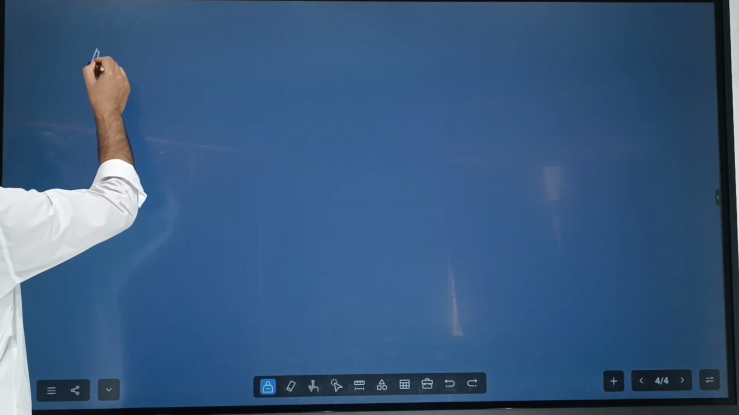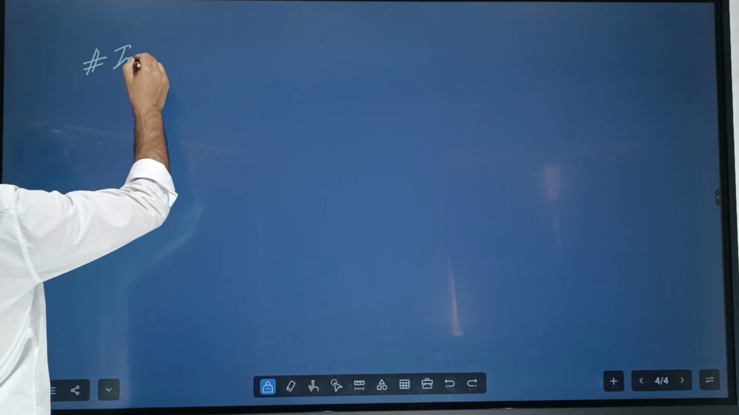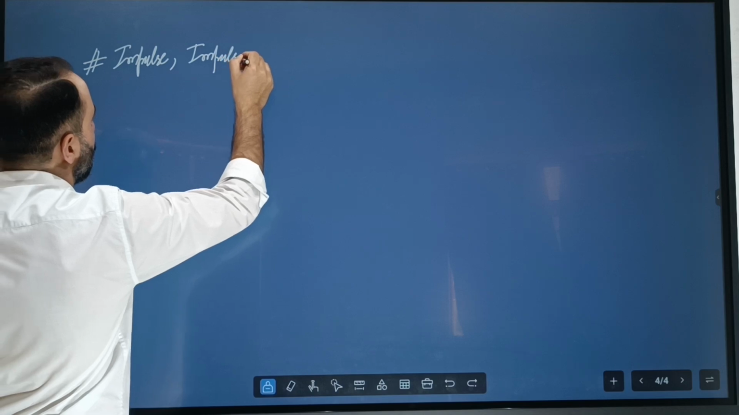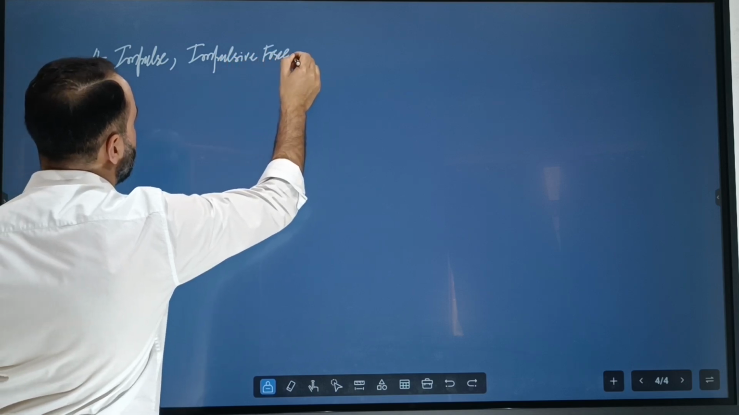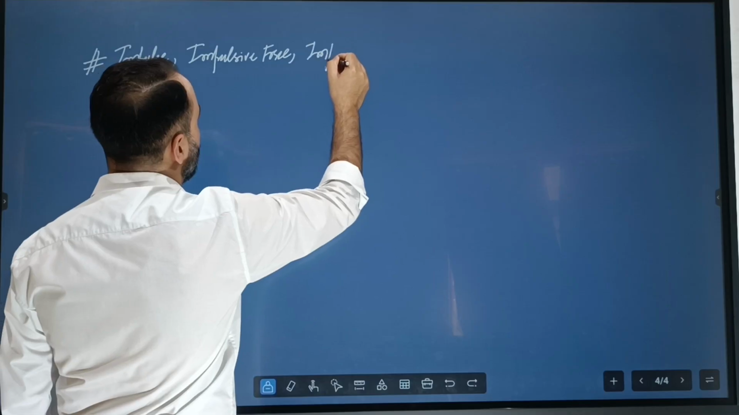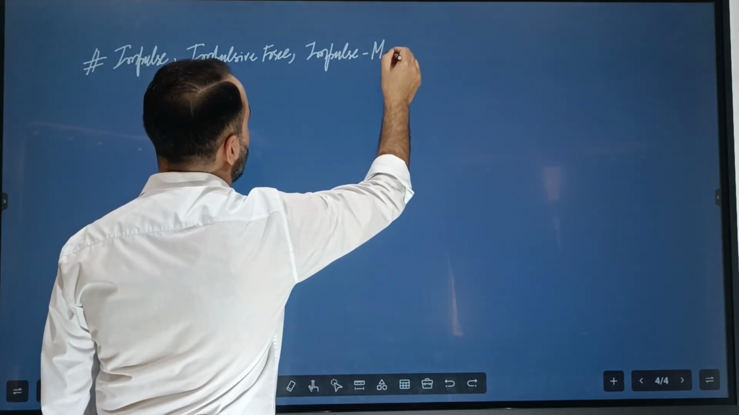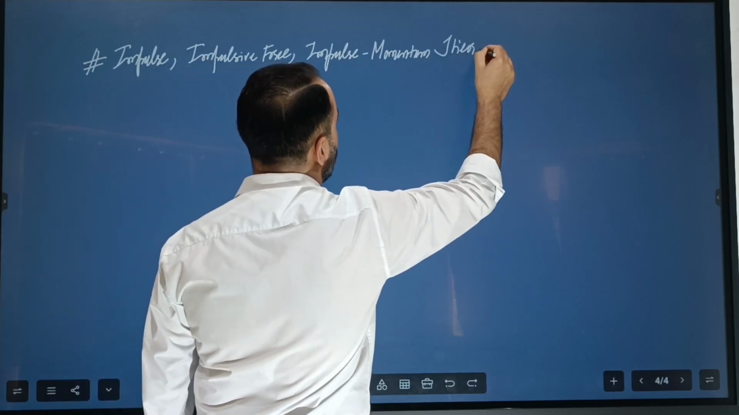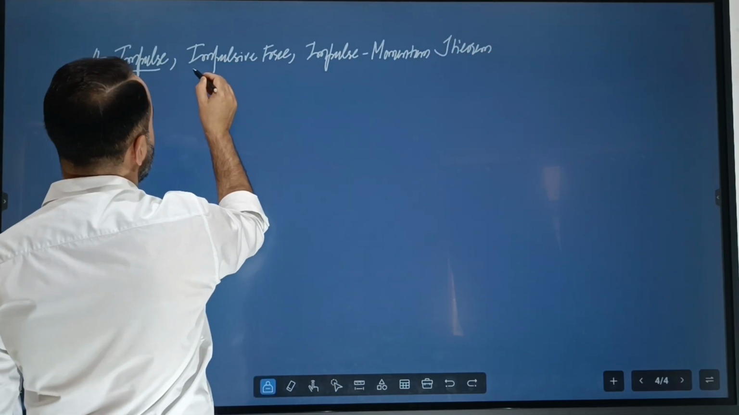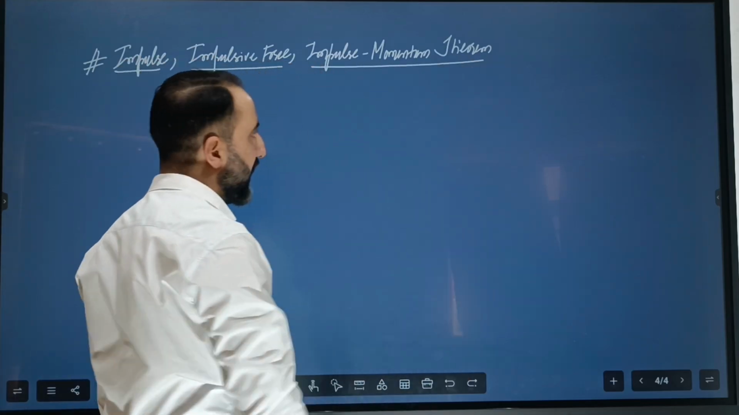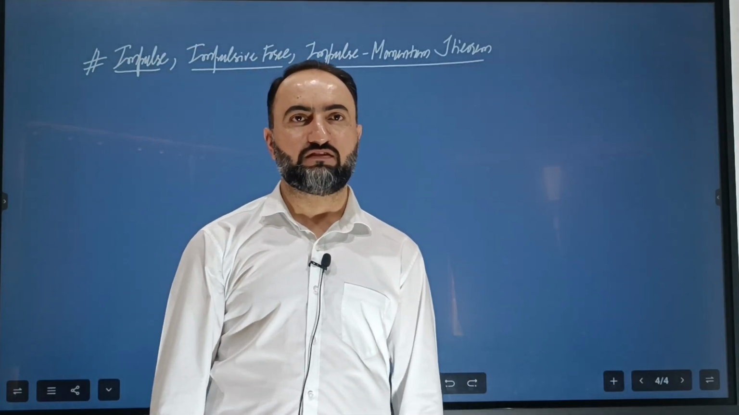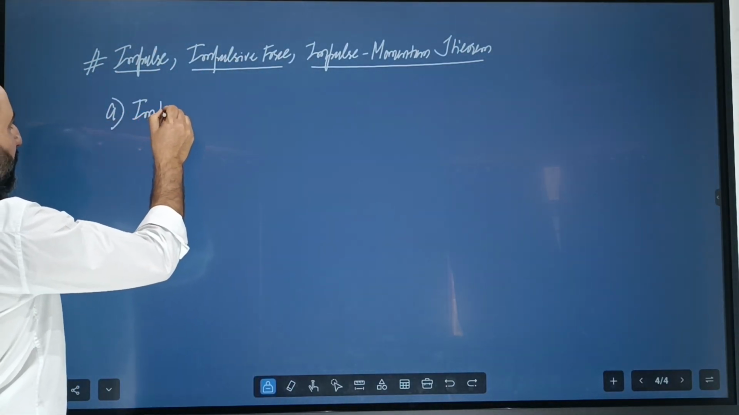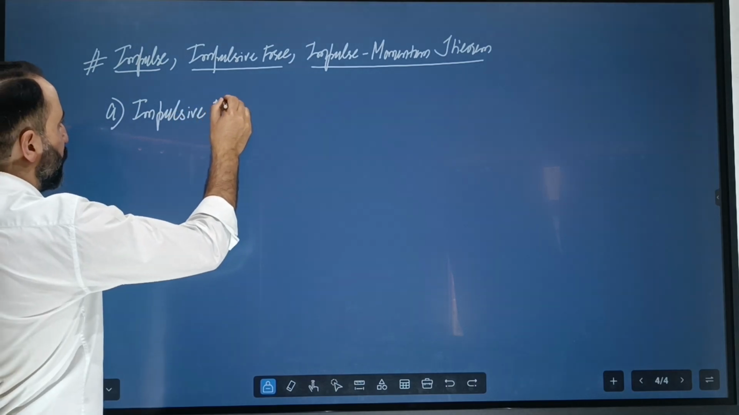So what was I saying? I was saying we must discuss what we mean by impulse, number 1. Number 2, what is an impulsive force? Number 3, we must discuss what we call the impulse momentum theorem. So these are three basic definitions: impulse, impulsive force, and impulse momentum theorem. Where do we start from? Let's start from A, and that is impulsive force.